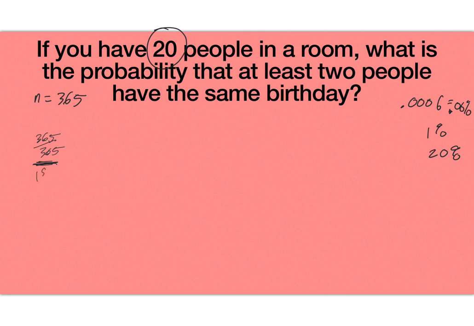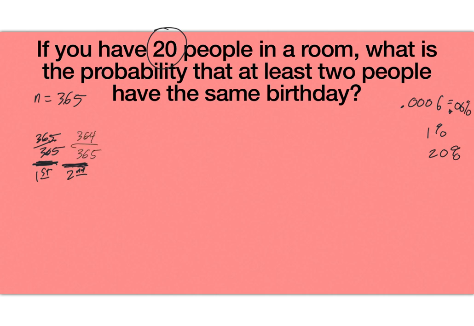That's my first person. Second person comes into the room. What is the probability that their birthday is different than everybody else that's in the room? Well, this person's in the room. How many birthdays are left to choose from? 364. So 364 out of 365.